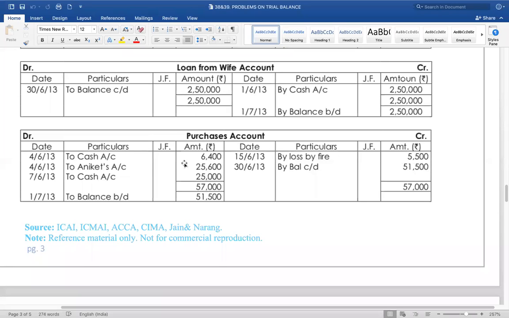So 25,000 is cash, 6,400 is cash, 25,600 is credit. Then there is a loss also, loss by fire, 5,500. The total on the debit side is 57,000, but on the credit side it is only 5,500. Take the highest total on the credit side also, 57,000. The difference is 51,500. That's the balancing figure on the last day of the accounting period, balance carried down, and this is a debit balance.